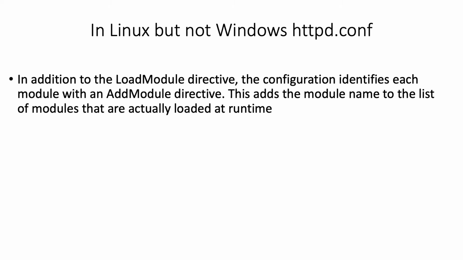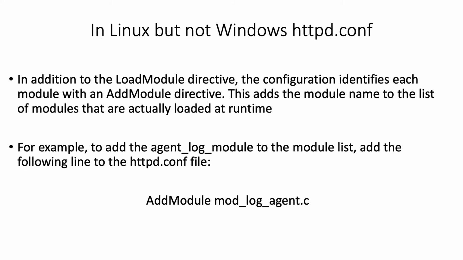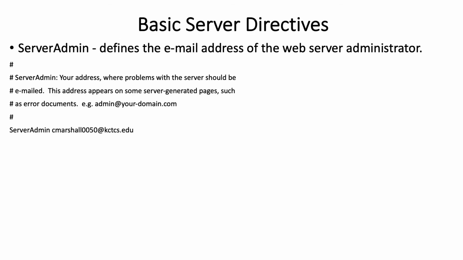In Linux, but not in Windows, the conf file, in addition to the LoadModule, has an AddModule directive. This adds the module name to the list of modules that are actually loaded in at runtime. But you don't have to do that in the Windows Apache. For example, to add the agent log module to the module list, you would do AddModule log.c. Again, that doesn't have to be done in Windows Apache.